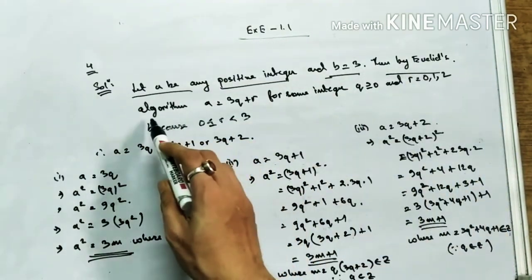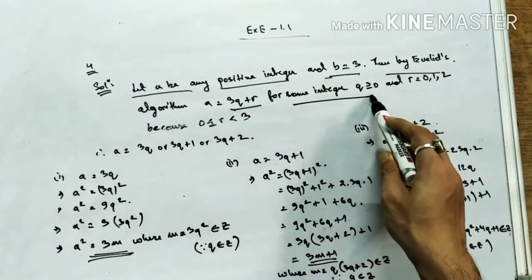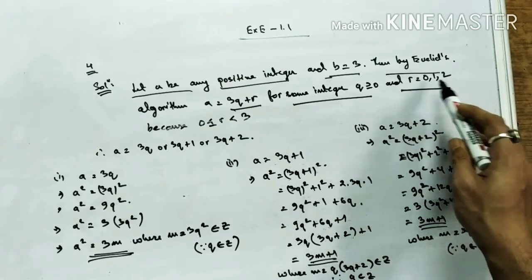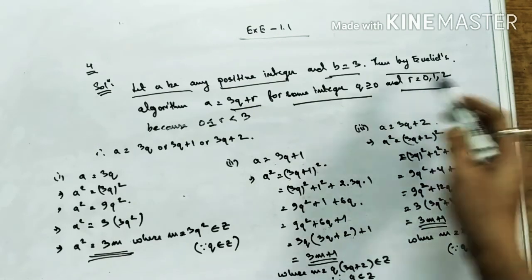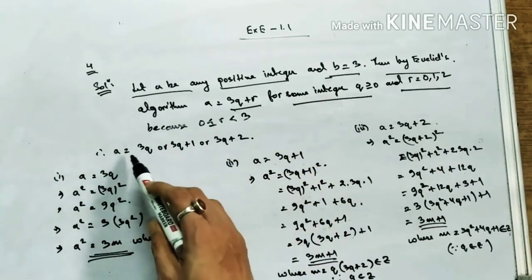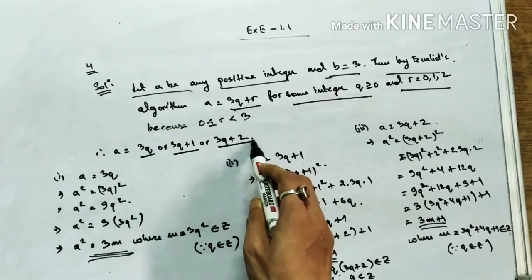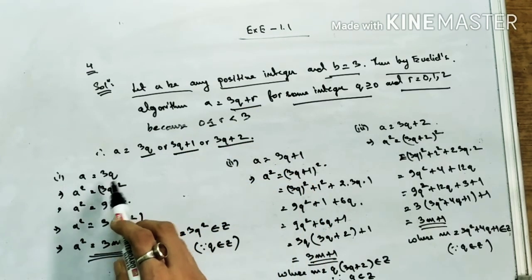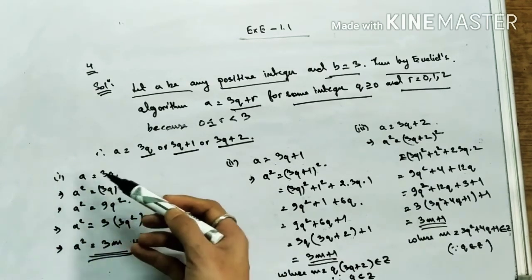Then by Euclid's algorithm a is equal to 3q plus r for some integer q greater than or equal to 0 and r is equal to 0. The r value can be 0, 1, 2, because r is greater than or equal to 0 and less than 3. So therefore a will be either 3q or 3q plus 1 or 3q plus 2. So when a is equal to 3q, then squaring both sides I will do. a is a positive integer.